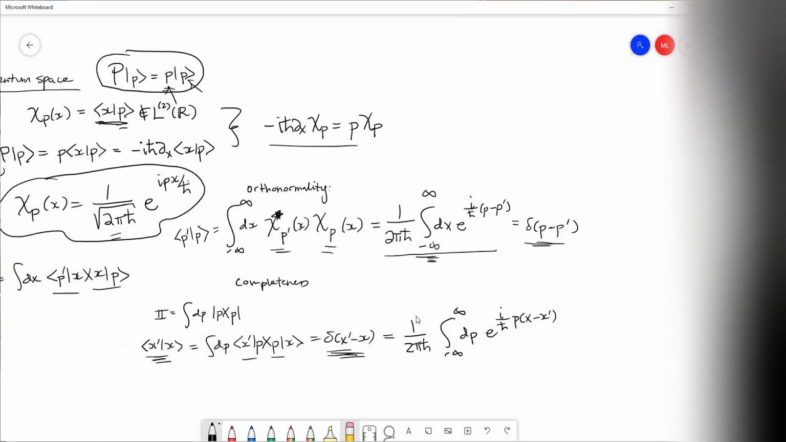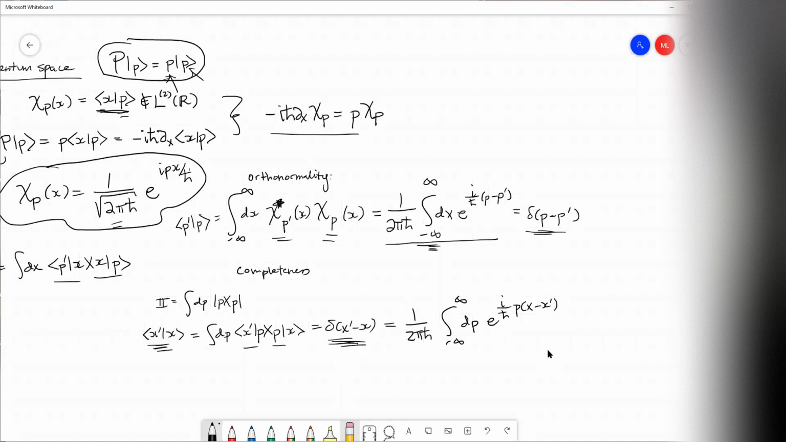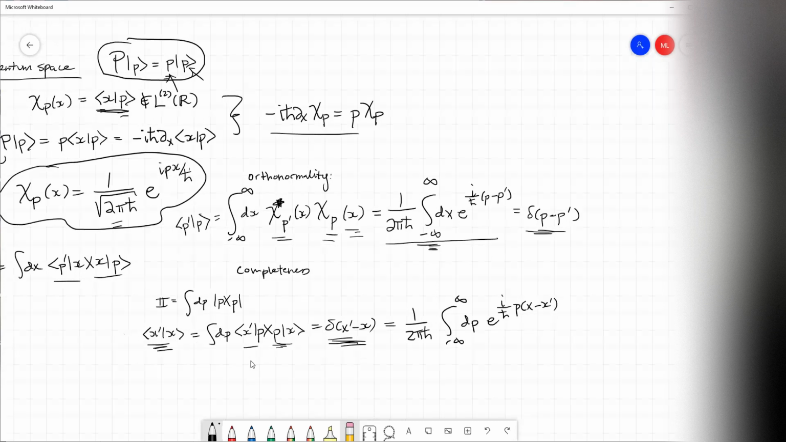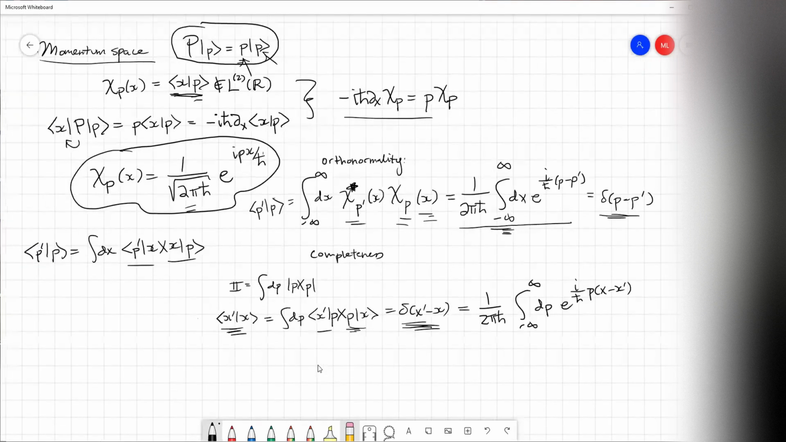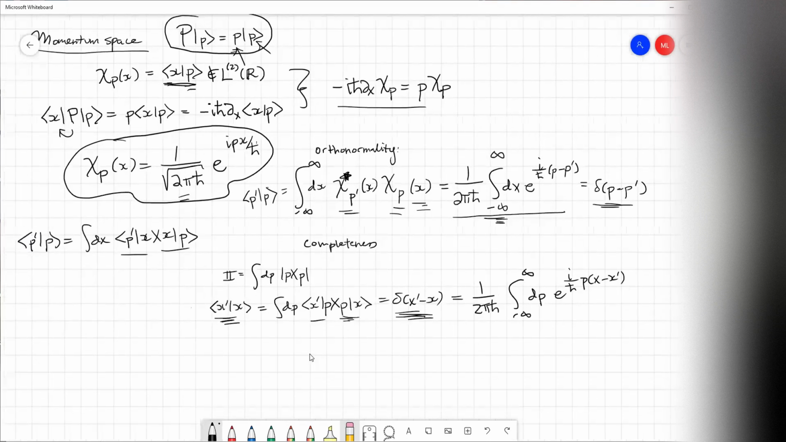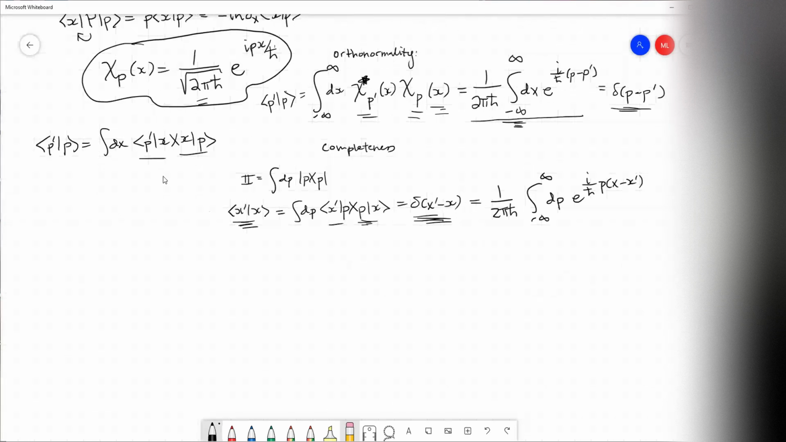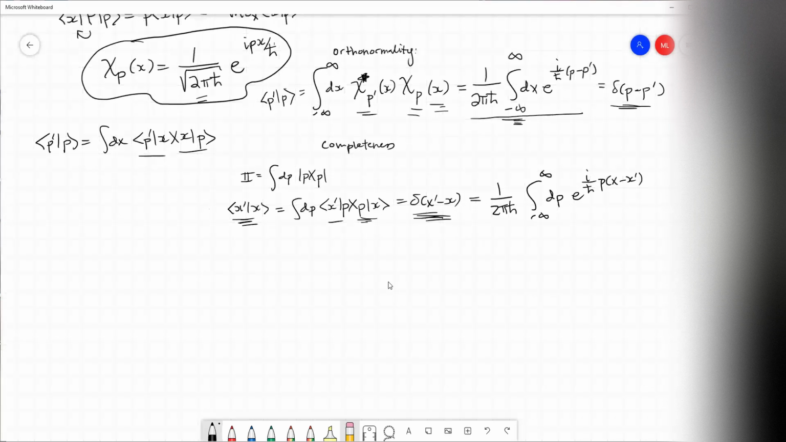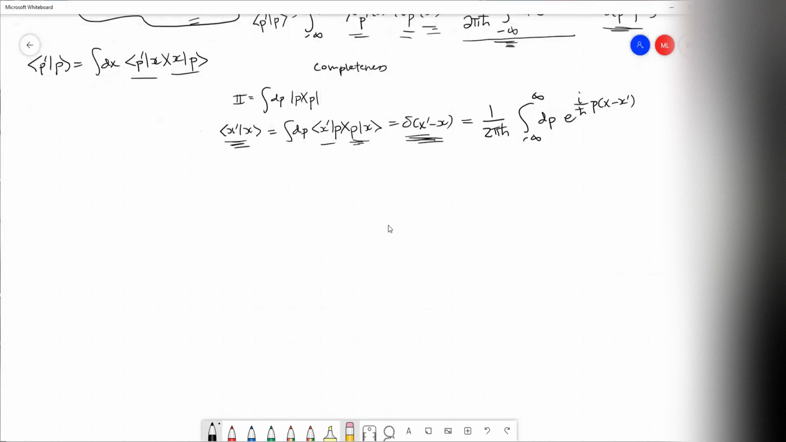It lets you go between Fourier transforms and the original functions of x. You can think about the momentum space as being just a Fourier transformed version of the position space wave functions. So you can use these formulas, these ideas, which come directly from notions of Hilbert space, right? It's just completeness again, inner products, and orthonormality.